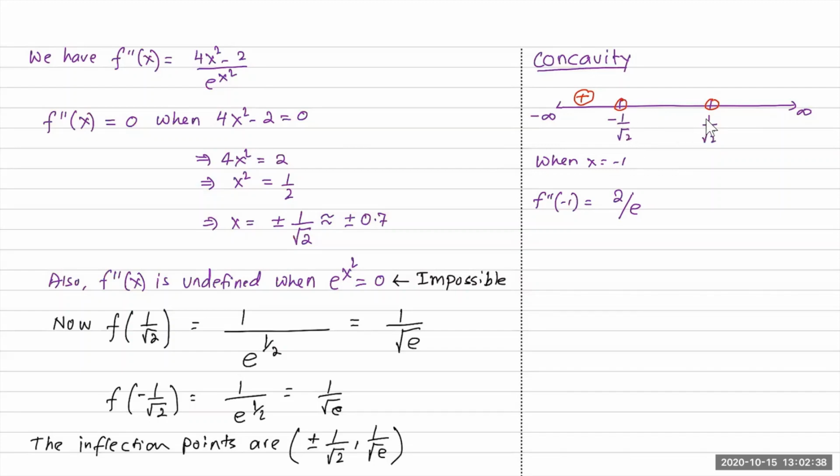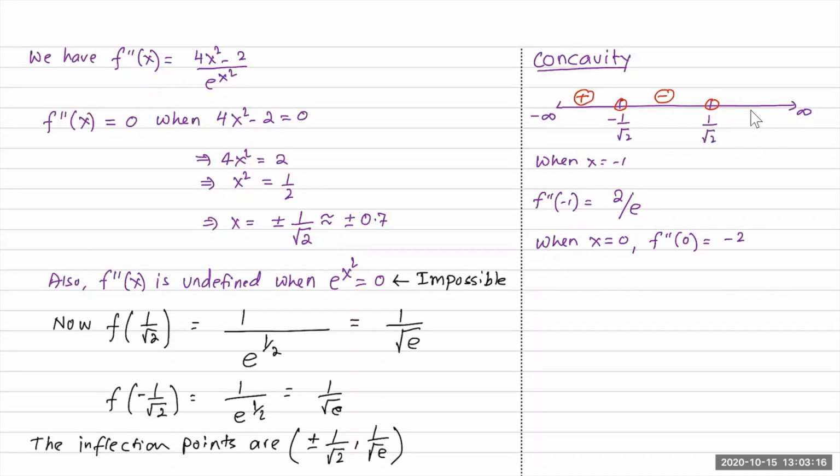Now let's check the second interval. Between negative 0.7 and positive 0.7, I can select 0. So let's plug in x equal to 0. The second derivative at 0 will be 4 times 0 squared minus 2, that is negative 2, over e to the 0, which is 1. So that will be negative 2. The second derivative is negative in this interval, meaning the graph of the function is concave down on this interval.